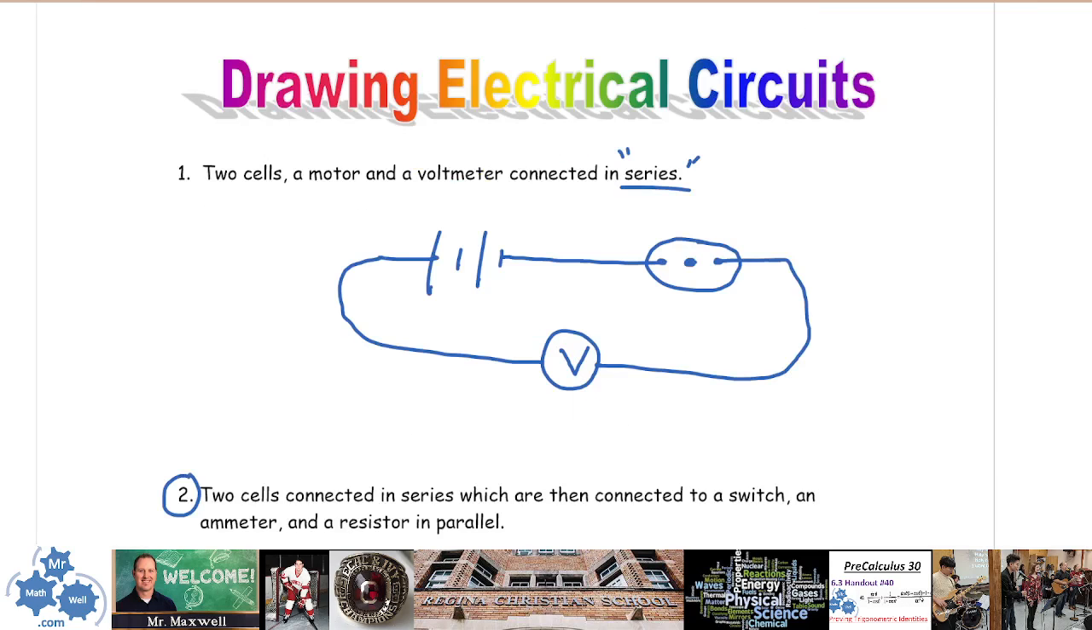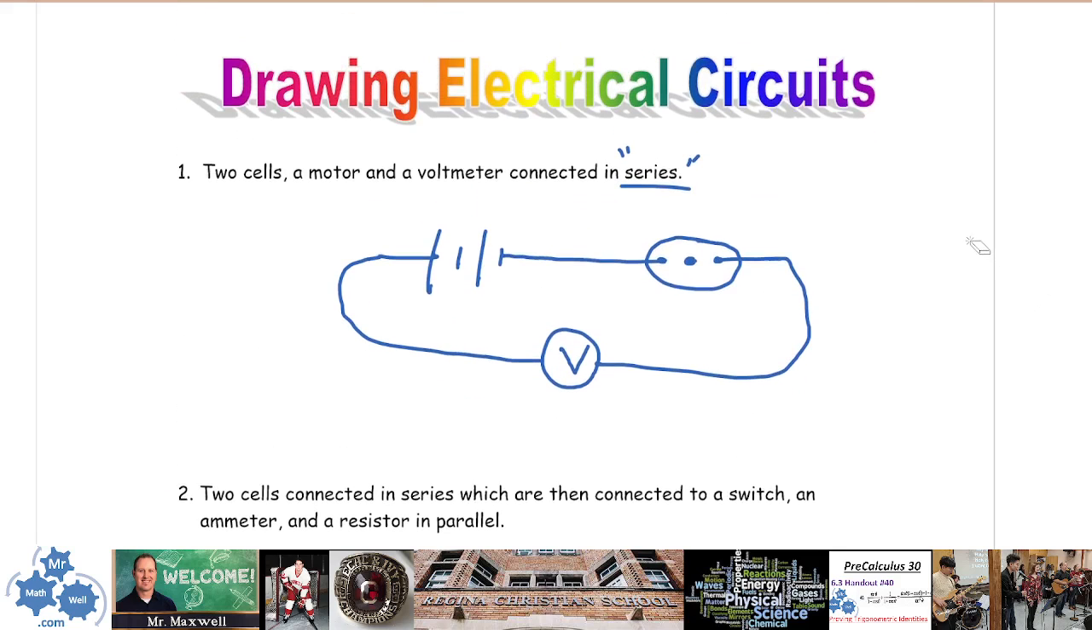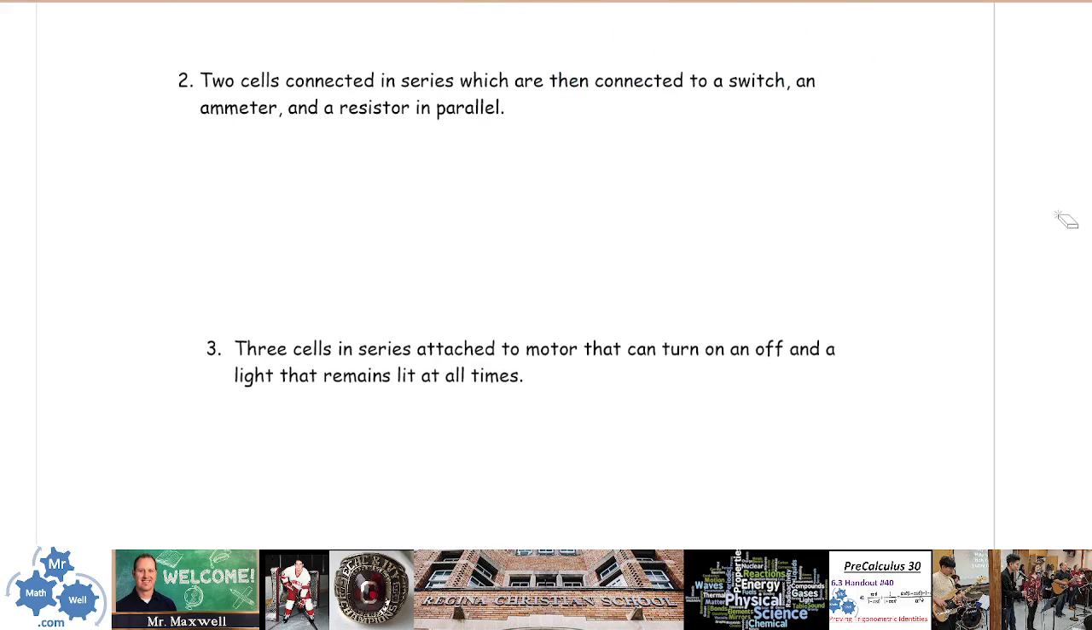All right, so please work on this drawing electrical circuits. We've talked about series and parallel here now, so you can do all these questions. We've done number 1 together here, so that's simple. 2 cells lined up together, a motor, which is this one right here, and a voltmeter connected in series, 1 path only. So go ahead and work on the rest of these questions.